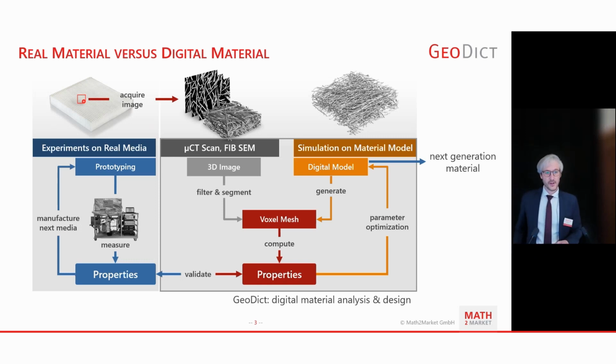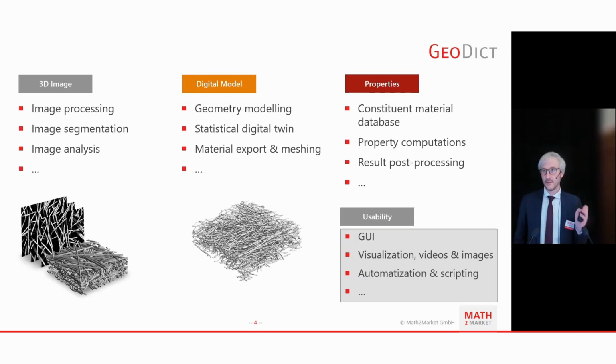Because it's not only about image segmentation or not only about numerical simulation. We want to deliver the whole lab to you. Like you have the experimental lab, we want to deliver you the digital lab. And so we have these 3 pillars. We have image processing, image segmentation, analysis, but also the digital modeling, so geometry modeling, the so-called statistical digital twin, and also the possibility to export these materials again to other software.